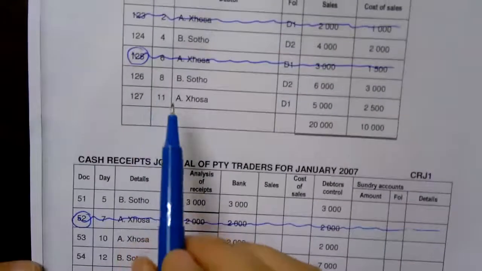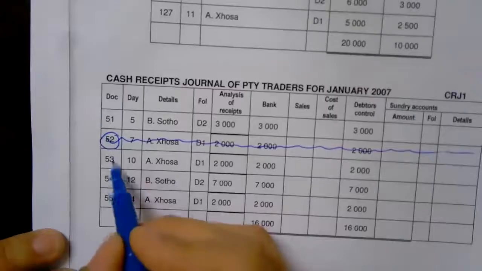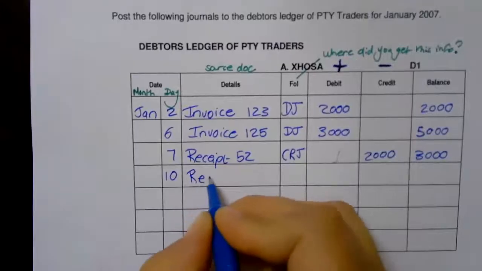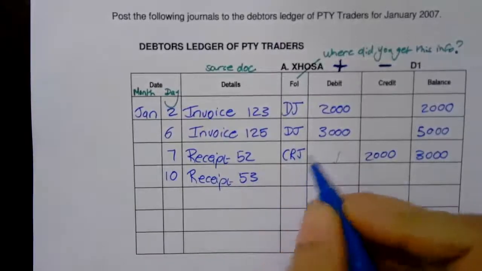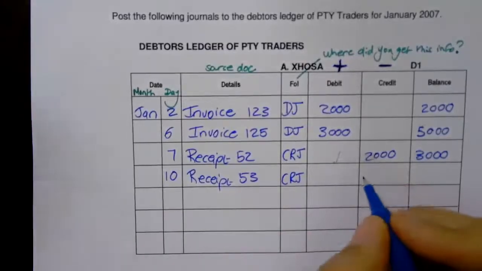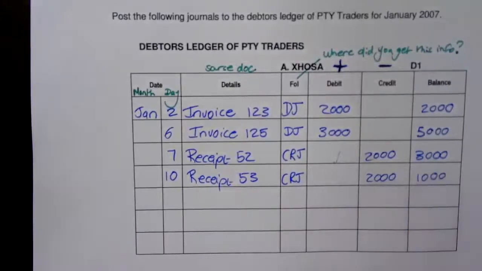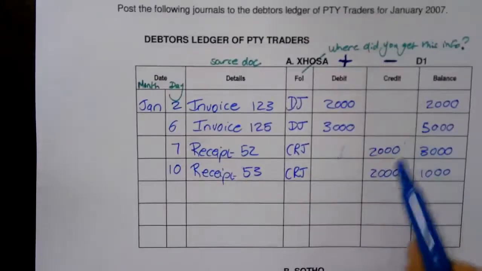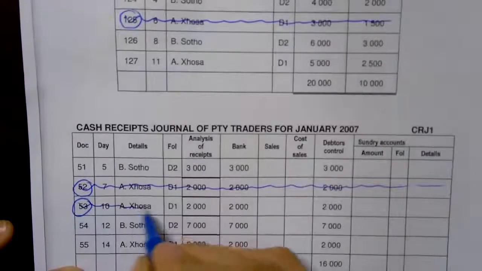After the 7th, the next date is the 10th. He gave us money again. So we gave him receipt number 53. So you write the day, which is the 10th. You write the receipt number, which is receipt number 53. Folio, where did you get this information from? From the cash receipts journal. How much did he pay you? He paid 2,000 Rand. So now he only owes us 1,000 Rand. Why? Because his balance was 3,000. He paid 2,000. Now he owes us only 1,000 Rand. Once you are done with that transaction, you draw a line through it again.